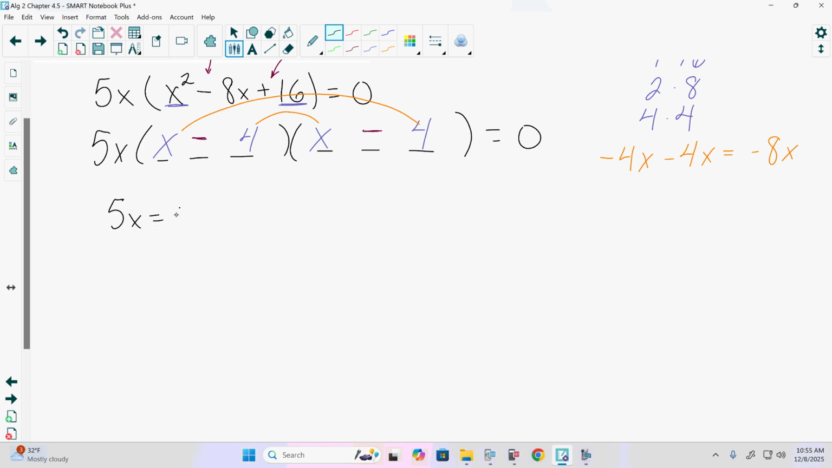which means we can use our zero product property and set these three expressions equal to 0. Because again, zero product property says that if we have two or more things multiplied together to equal 0, one of them has to be 0.